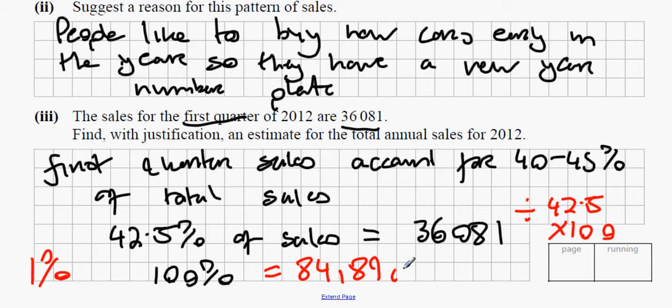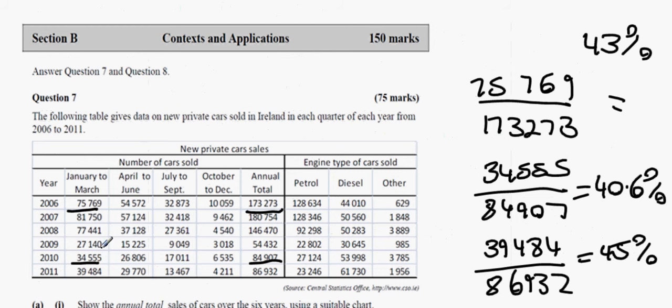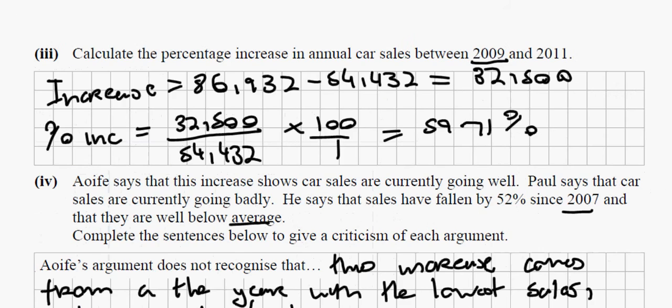Right. Another way maybe of answering this question would be to say that they're very similar to the sales that just took place. So you're expecting them to be in the same region as 2010 and 2011. So that's another way of doing the same question, okay? So it's not too bad.